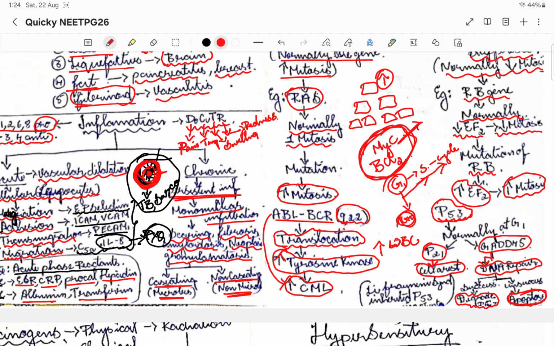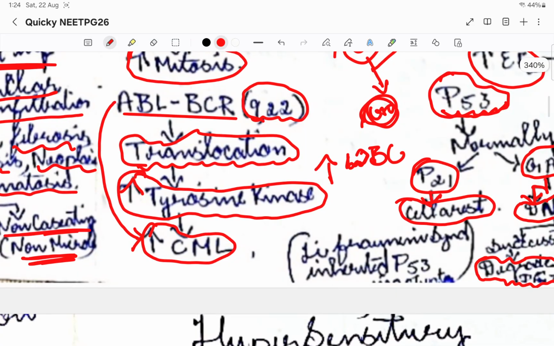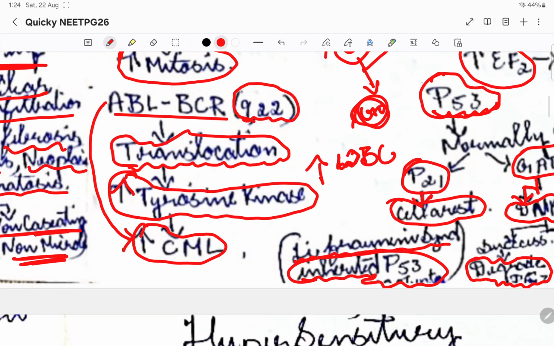And one more extra point I want you guys to remember is, there is a syndrome called Li-Fraumeni syndrome, which is where an inherited P53 mutation is there. Inherited by birth, the P53 mutation is there. Normally, P53 gene mutation happens because of some insult, some UV ray, some X-ray, or all the food that we eat, coal and all will cause cancer.